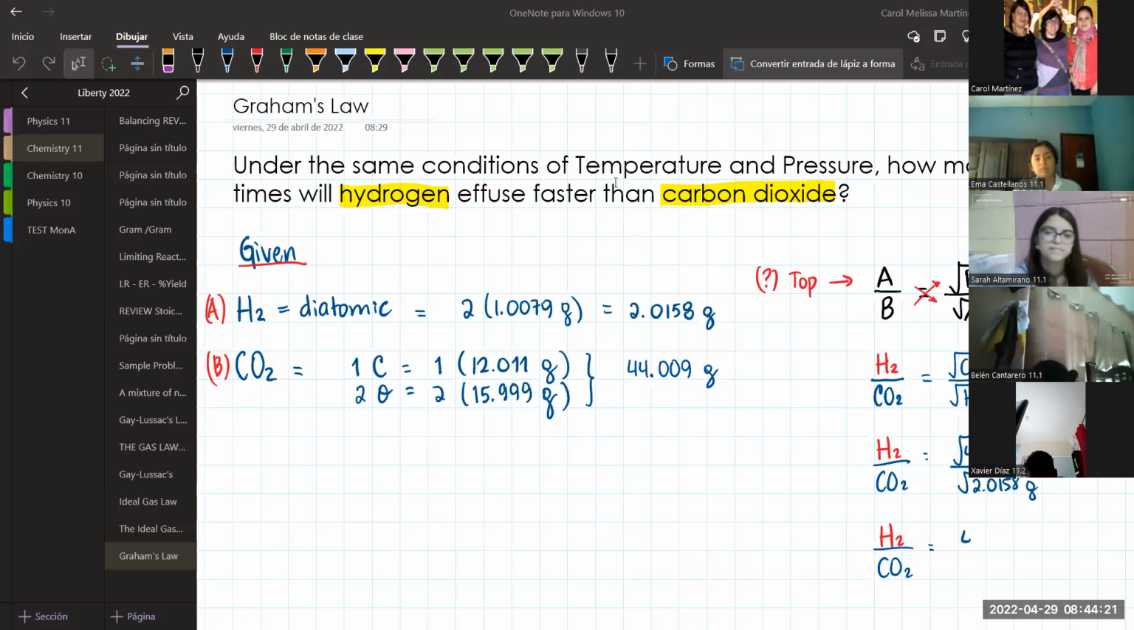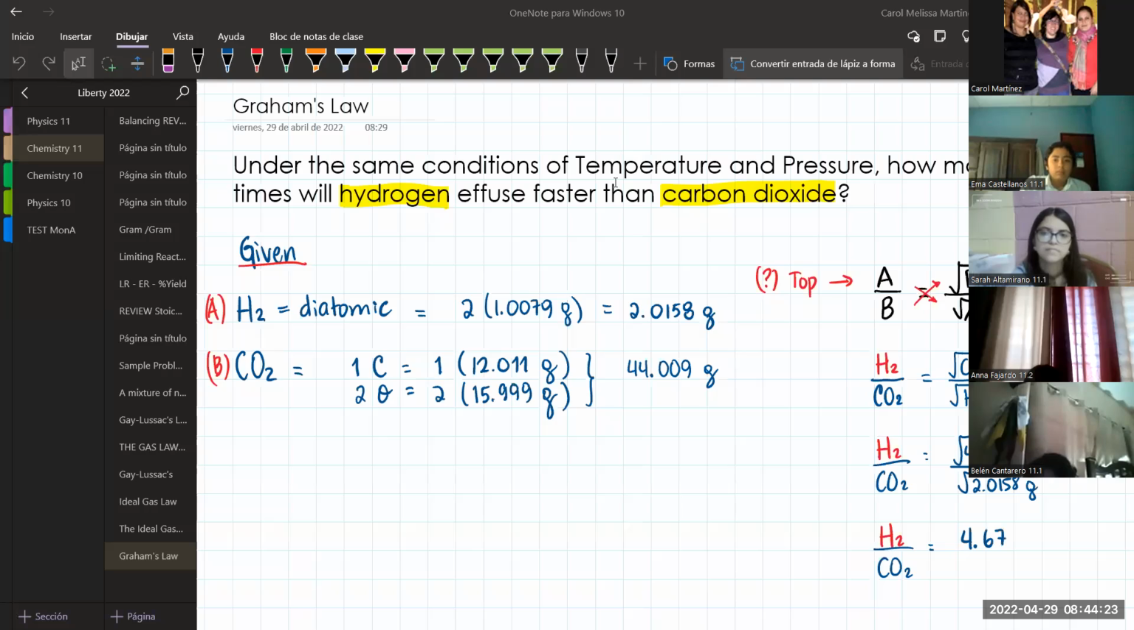Yes. Okay, so because I'm solving for H2, that means that I need to leave H2 alone. In other words, this CO2 that is dividing is going to go to the other side to multiply. So this is going to leave you H2 alone, and H2 is then going to be equal to 4.67 CO2.